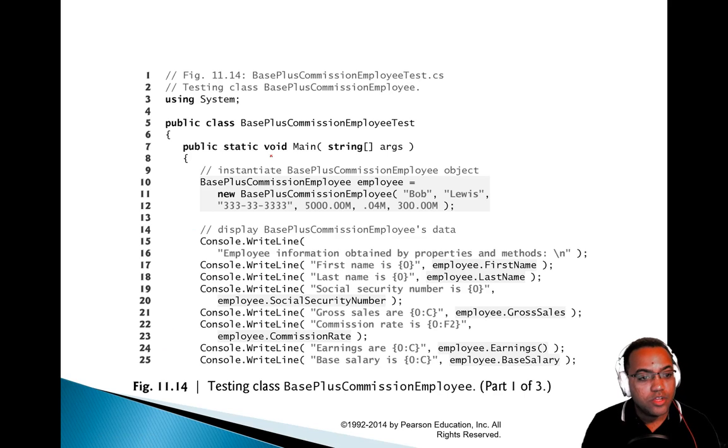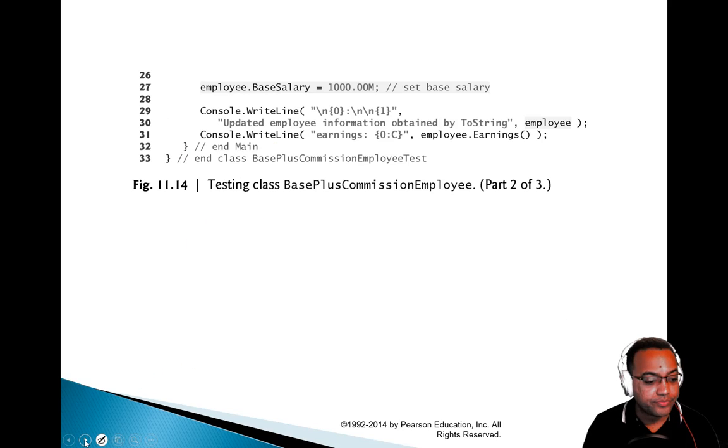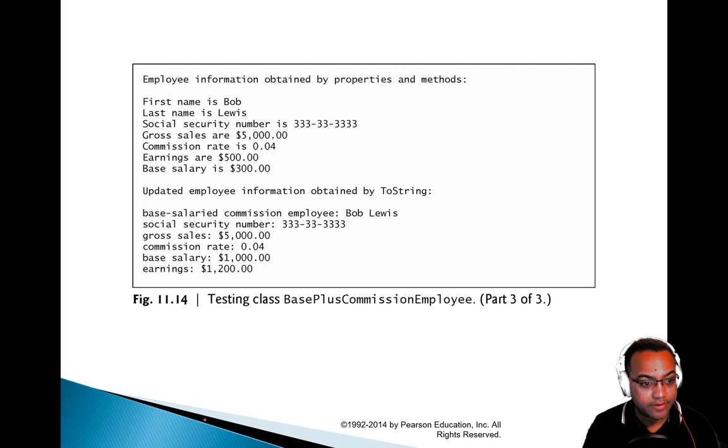And here we go. So, the base plus commission employee test looks something like this. Public static void main, you have the base plus commission employee, and then you have all of the work that it needs to do. And then it looks something like that. And boom. The base salary commission is now inheriting from the commission employee class. Notice you have all the commission employee data plus the base salary data with it calculated on top of all the other information that's here.